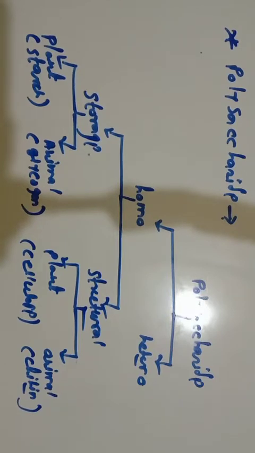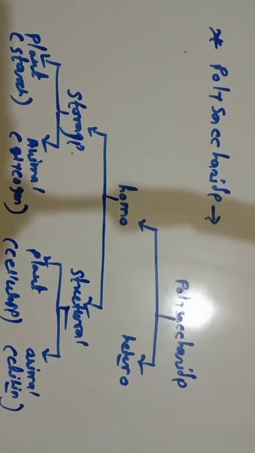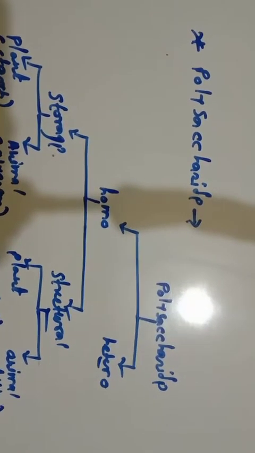Okay, so let us discuss the classification of these polysaccharides. These polysaccharides are classified into two types. One is homopolysaccharides and second is heteropolysaccharides. So what is this homopolysaccharides? Those polysaccharides which on hydrolysis give only a single type of monosaccharide molecules are considered as the homopolysaccharides.